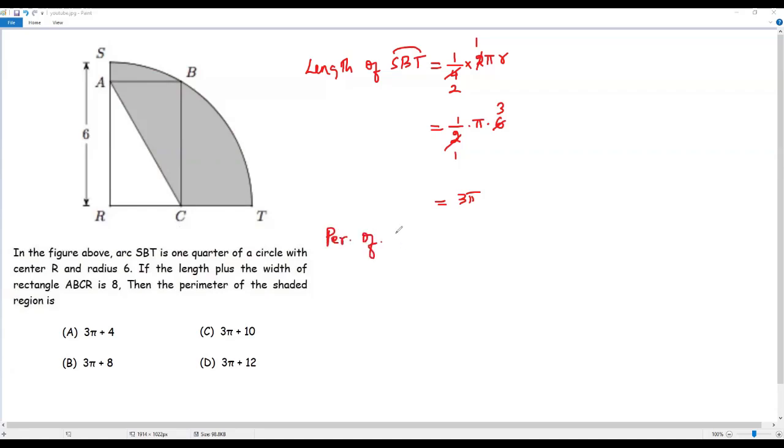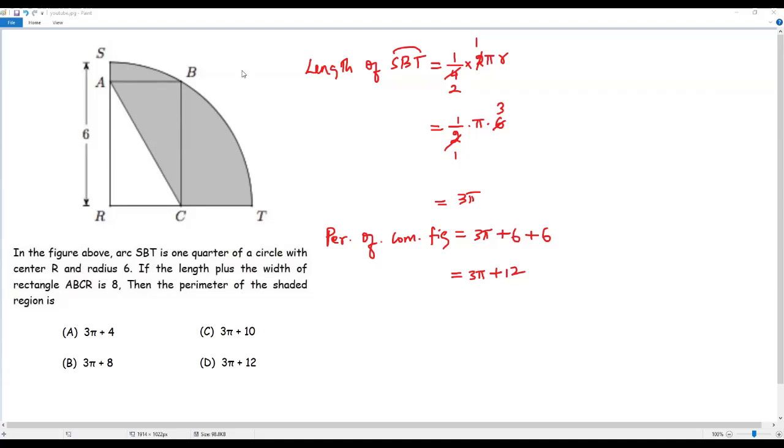Perimeter of the complete figure. To get it, we have to add the length of this line segment and the length of this line segment to the length of arc SBT. Already we got the length of arc SBT, that is 3 pi. Now let me add the length of this line segment, 6, and the length of this line segment, also 6, because both of them represent the radius of the circle. Now the perimeter of the complete figure is 3 pi plus 12 when I combine 6 and 6. Now I got the perimeter of the complete figure.